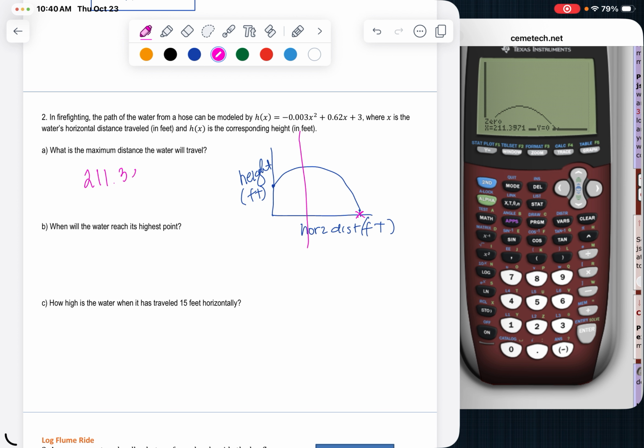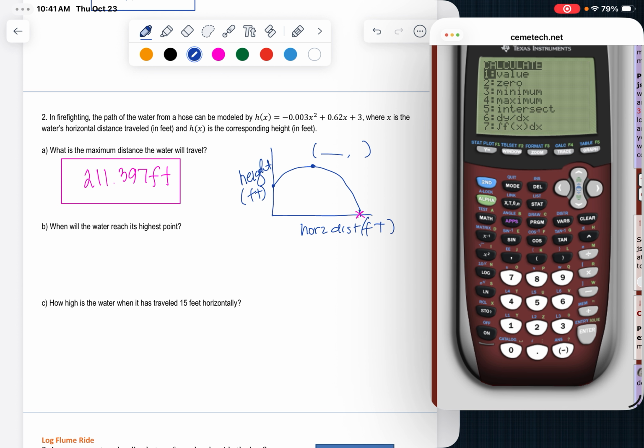211.397 feet. Okay. All right, next, when will the water reach its highest point? So let me get rid of this line that I just drew there randomly. So this is the highest point. When will the water reach the point? That sounds like a time to me, so it's kind of icky, okay? So it should be at what height? I don't like the word when there. But that is the x value I'm looking for, right? Like when, not what is the highest point. So we're gonna do a maximum again.